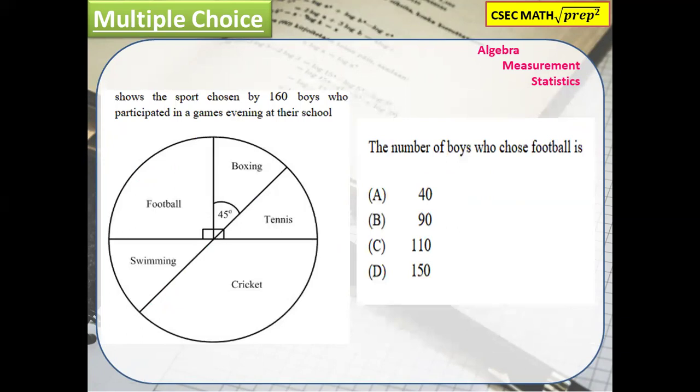All right. Now, still on statistics, this question is a pie chart. And what we have is a pie chart showing sports chosen by 160 boys.